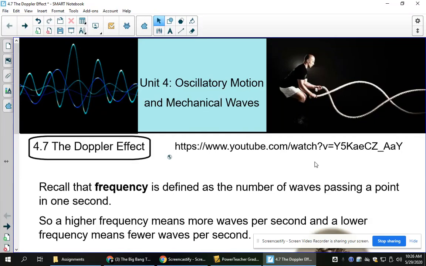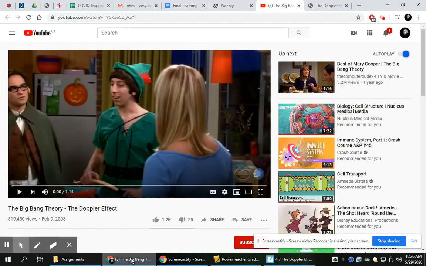Hi guys, we're at the very last lesson of Physics 20 through all of this COVID learning, and it's on something called the Doppler effect, which really is quite interesting to me. So we're going to start with a YouTube video from a show called The Big Bang Theory. Don't know if you've heard of it, but this is Sheldon trying to explain his Halloween costume.